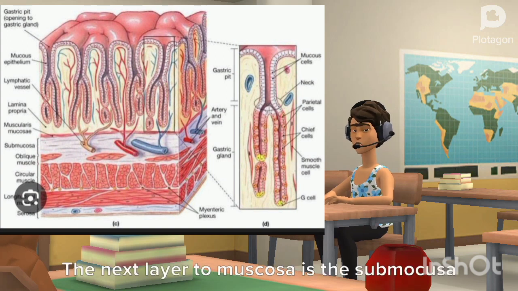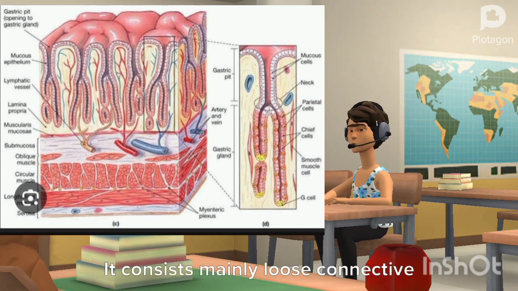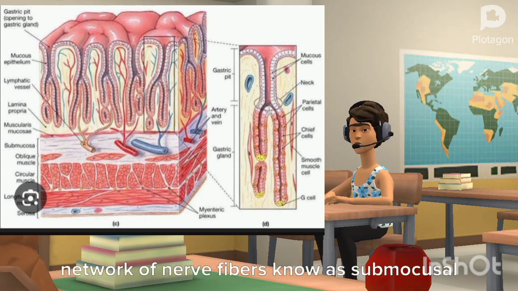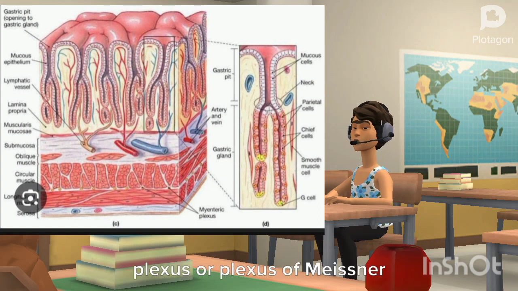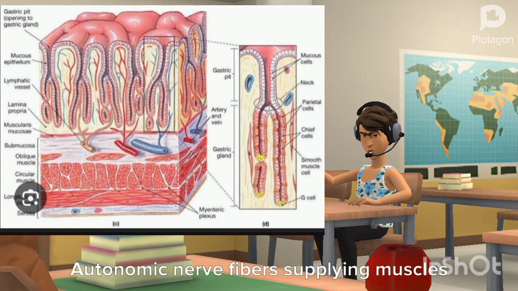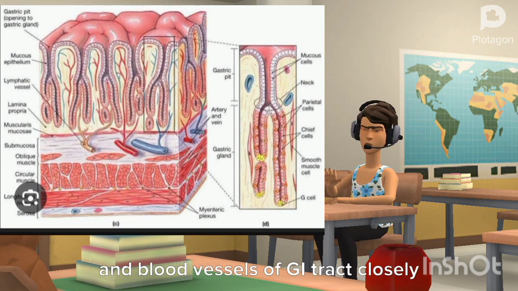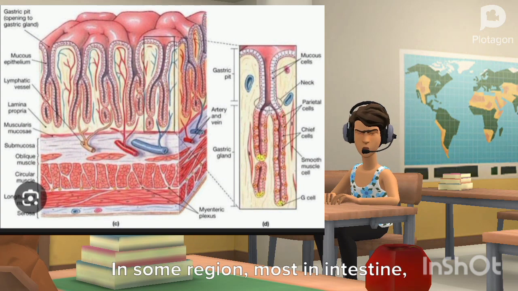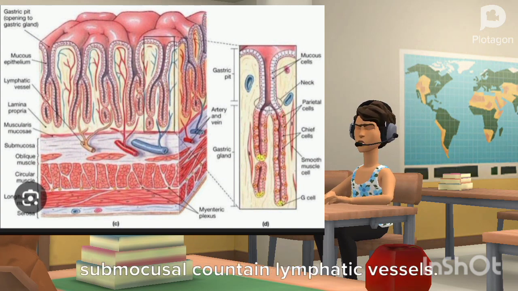Submucosa. The next layer to the mucosa is the submucosa. It consists mainly of loose connective tissues and is highly vascular. It contains a network of nerve fibers known as submucosal plexus or plexus of Meissner. Autonomic nerve fibers supplying muscles and blood vessels of the GI tract closely interact with Meissner's plexus. In some regions, mostly in the intestine, the submucosa contains lymphatic vessels.